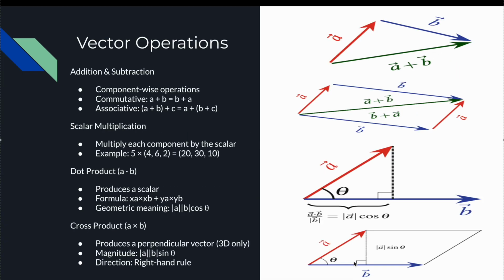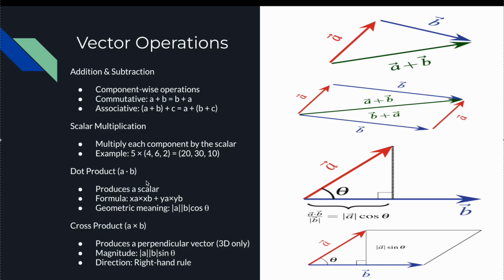So for addition and subtraction, we have the commutative property and the associative property. You'll just do that like how you do it in regular math. And then scalar multiplication. So if you're multiplying 5 with your 3D component, for example, 4 comma 6 comma 2, you multiply 5 with each number, 5 times 4, 5 times 6, 5 times 2, and you get 20 comma 30 comma 10 as your resulting vector.